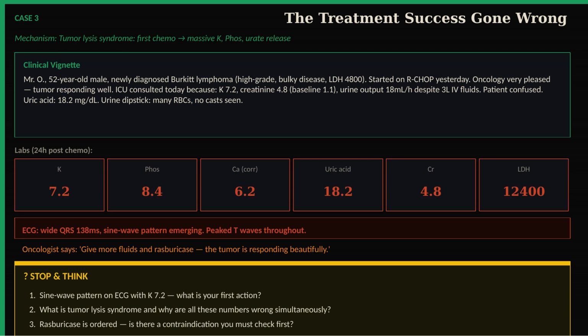The oncologist says, give more fluids and rasburicase. The tumor's responding. Stop and think. A sine wave with a potassium of 7.2. What is your very first action? What is tumor lysis syndrome, and why are all these numbers deranged at once? And before you give that rasburicase, is there a contraindication you must check?